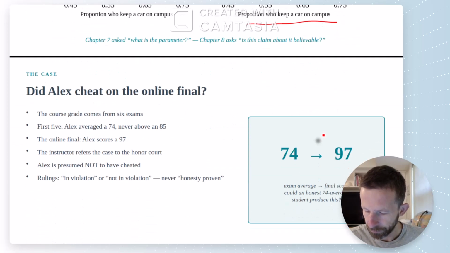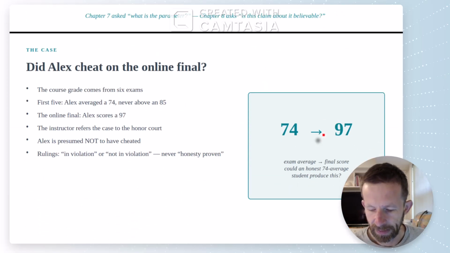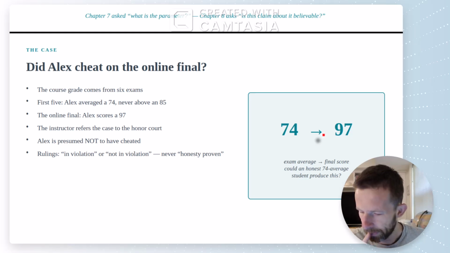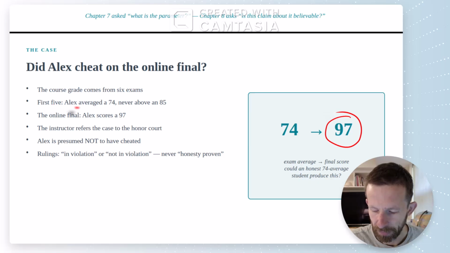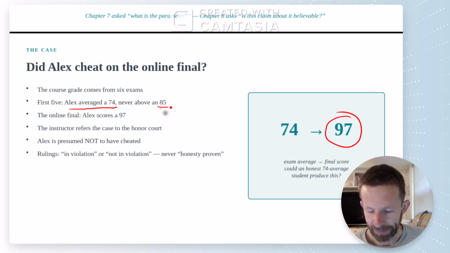So let's look at an example of a student named Alex, and Alex is taking a class, and Alex did exceptionally well on a final exam, got a 97. Now, on the first 5 exams, Alex averaged a 74 and never got above an 85. And then he crushes the final exam, misses like one question. So the instructor refers Alex to the honor court.